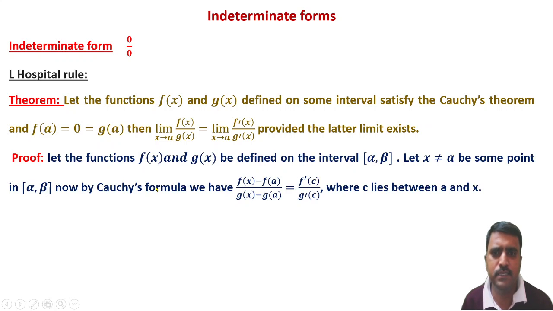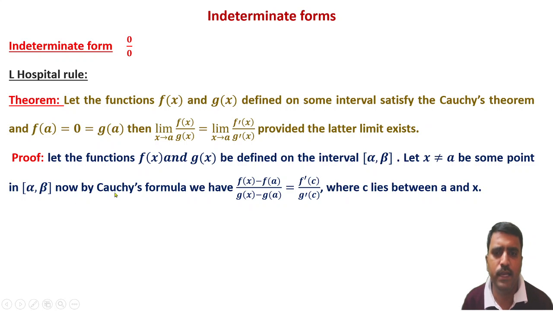Okay, so is there any proof for this? Yes, there is a proof. You see, this is the proof of this theorem. Consider functions f of x and g of x defined on an interval. We consider an arbitrary interval, that is alpha beta, and let x, not equal to a, be some point in alpha beta.